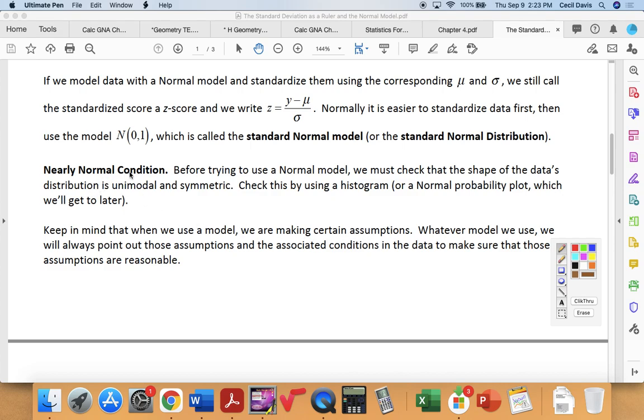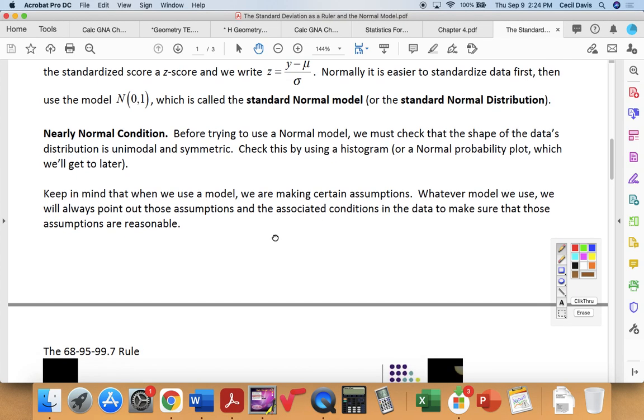So, conditions for nearly normal. Before trying to use a normal model, you've got to check that the shape of the data's distribution is unimodal and symmetric. If it's not unimodal and symmetric, you can't use the normal model. That's also when you should use the mean and the standard deviation, right? Unimodal and basically symmetric. That was on the quiz. Check this by using a histogram or the normal probability plot, which is something we'll look at later.